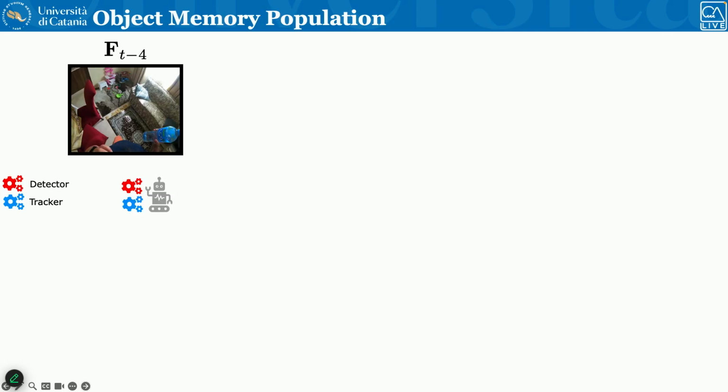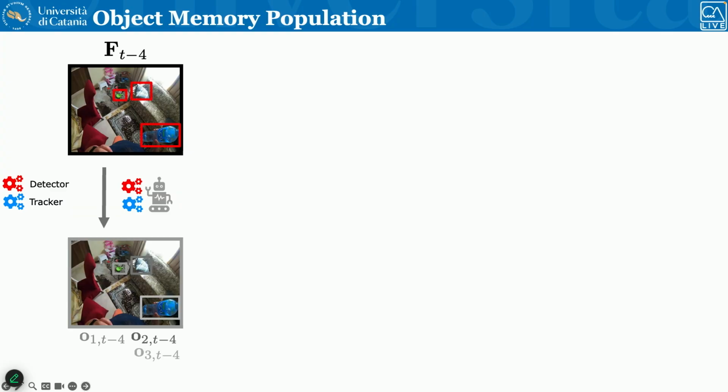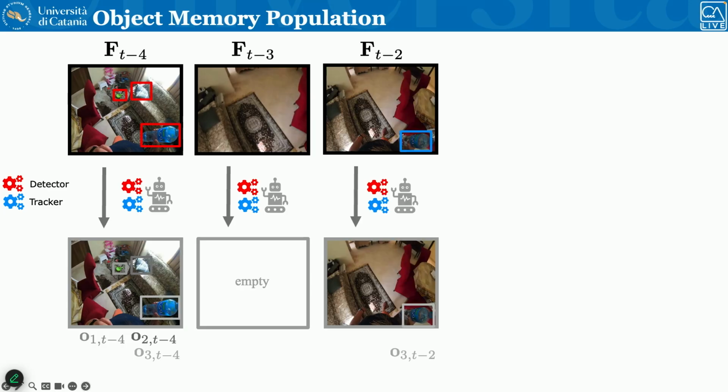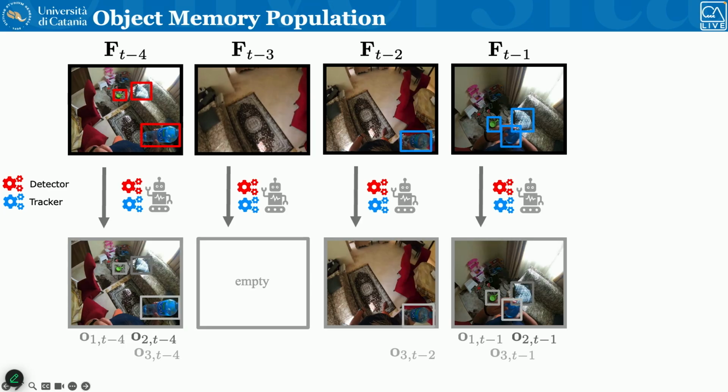So, just to give you an example, from a frame, the object detector and the object tracker are run, and if there's any object in the frame, it is saved in memory. Then, if there's no object, nothing is saved in memory. And when objects are tracked, we save the representation of the object with the same ID.